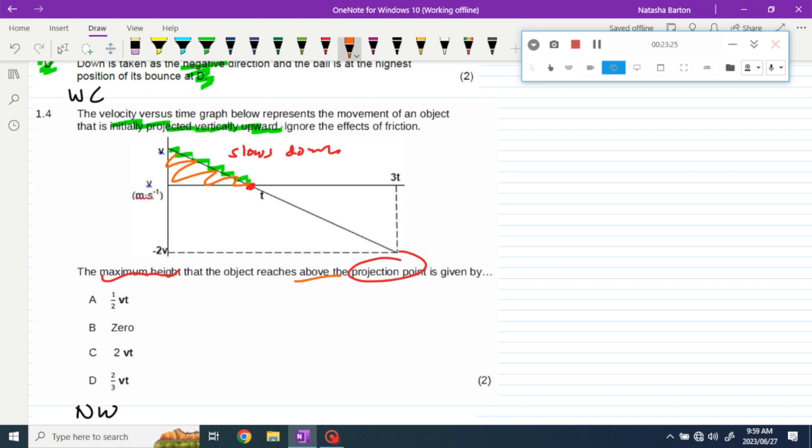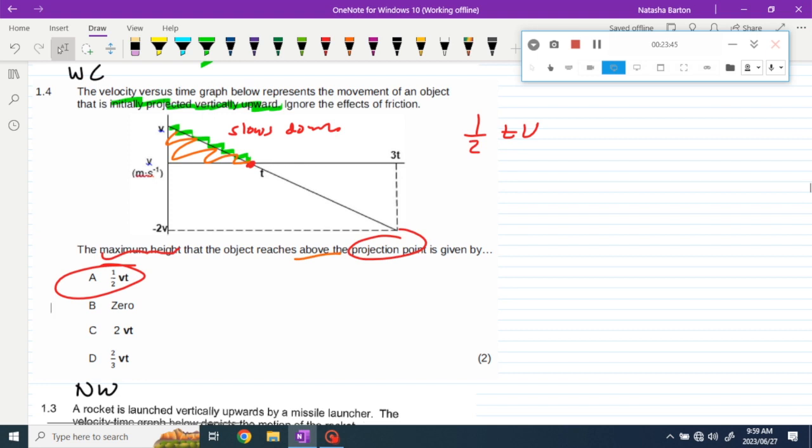Remember, to get height or distance from a velocity-time graph, we make use of area. So this is a triangle. We say half, the base is t, the height is v. Half vt. The correct answer is A.